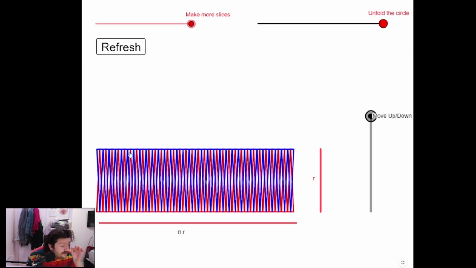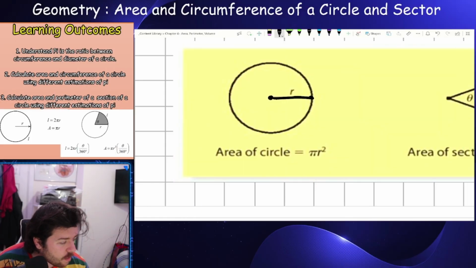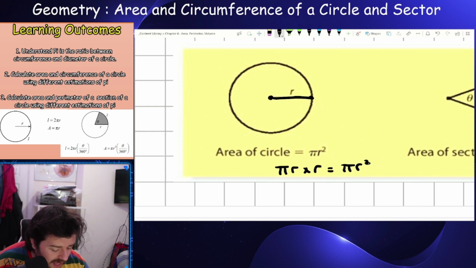If I had a lot of slices and I put them on top of each other, I'm going to get closer and closer to the area of a rectangle. And how do we get the area of a rectangle? Well, it's just base times height, or length by width, I should say. If the length of my rectangle is going to be half the circumference, which is pi r, and my width is going to be my radius, well, pi r times r gives me pi r squared. So that is how we get the area of a circle, ladies and gentlemen.